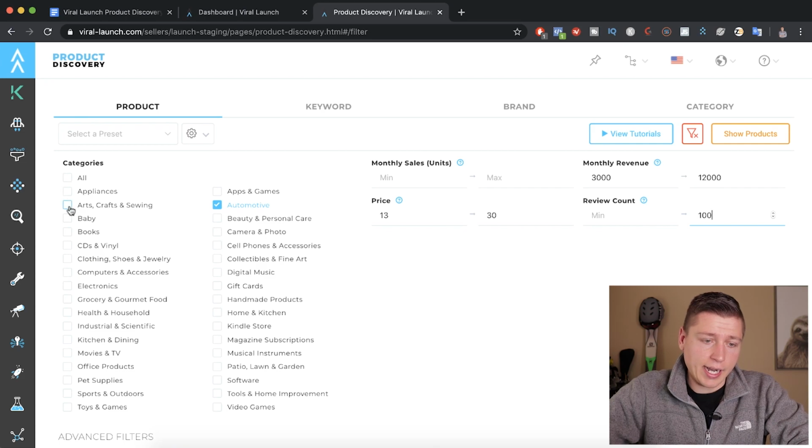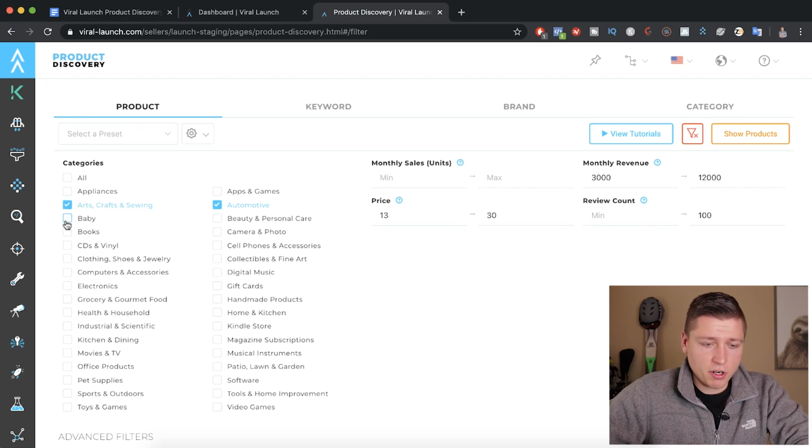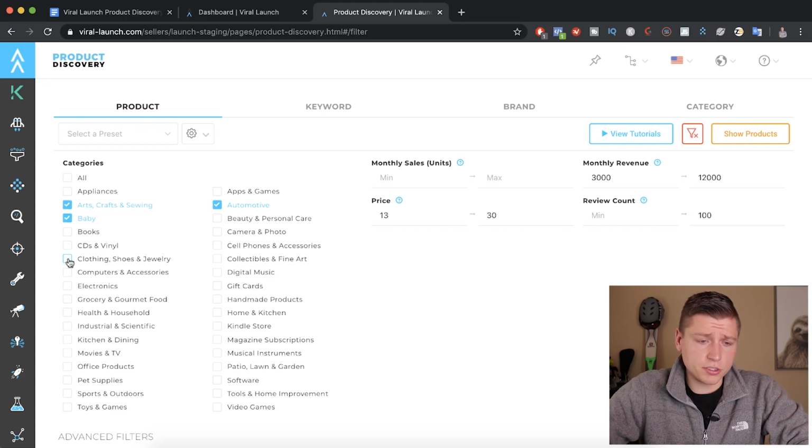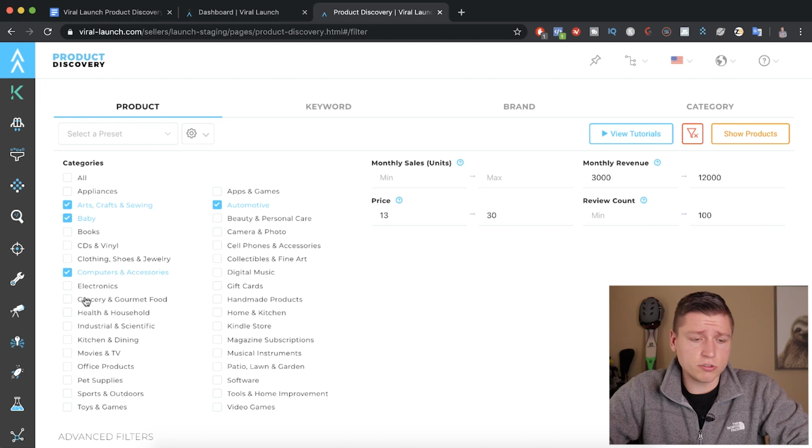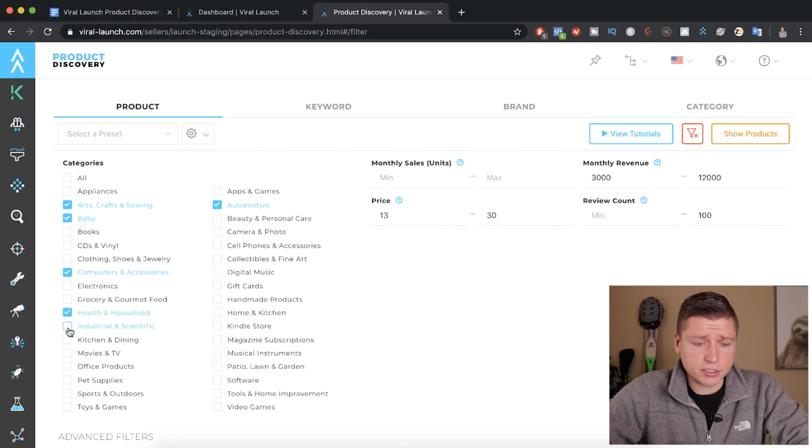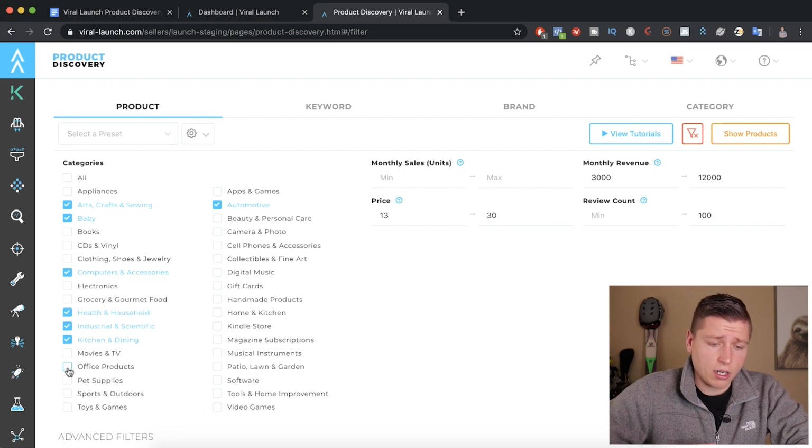Categories here, I love arts, crafts, and sewing. Baby, don't like clothing, shoes, and jewelry, right? Too many returns. Computer and accessories, I just like the accessories here, not computers. Electronics, no. Too many defect rates. Groceries, no. Health and household, okay. Industrial, scientific, kitchen and dining. Office products, pet supplies, sports and outdoors. Just be careful of a lot of clothing in here, and do stick to the sports stuff. Toys and games, I hate, too trendy.